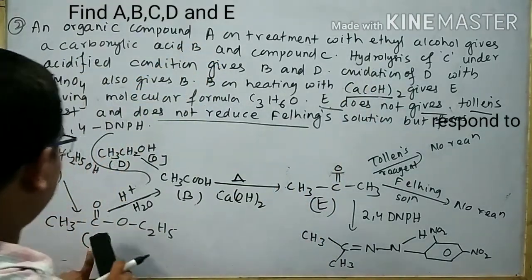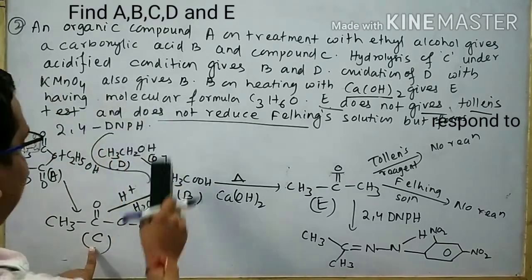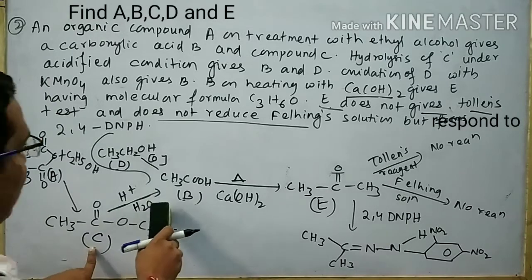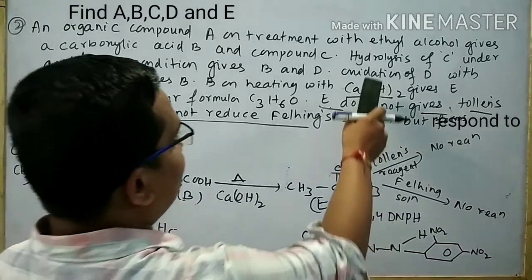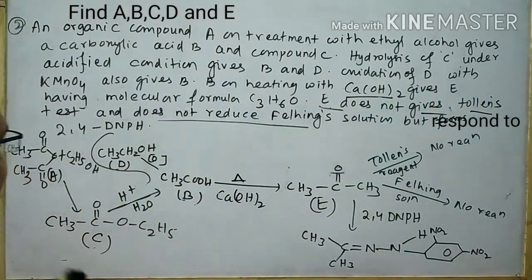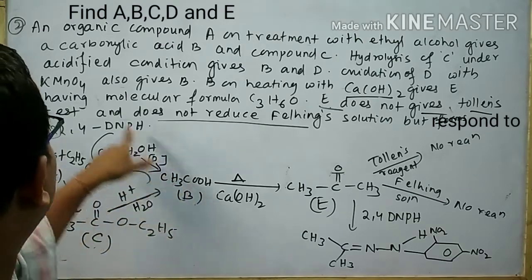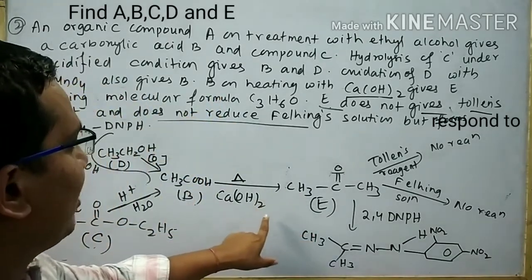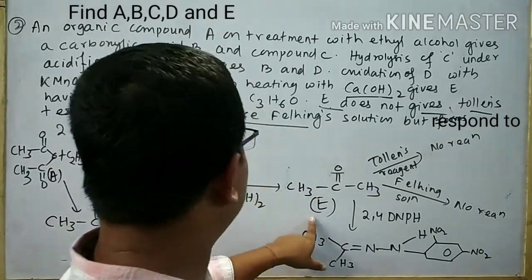Hydrolysis of C, under acidified condition, gives B and also D. Oxidation of D with KMnO4 also gives B, which on heating with calcium hydroxide gives E, having molecular formula C3H6O.